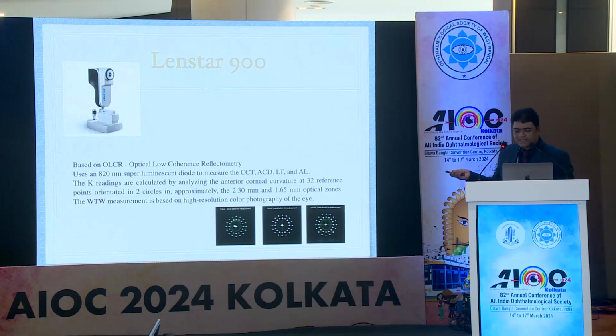Then came the Lenstar 900, which was based on optical low coherence reflectometry, and it used an 820 nanometer superluminescent diode. Optically it measured all the parameters we wanted, like axial length, CCT, ACD, and lens thickness. K readings were analyzed from the anterior corneal curvature at 32 reference points, oriented in two circles at the 1.65 and 2.5 millimeter optical zones.